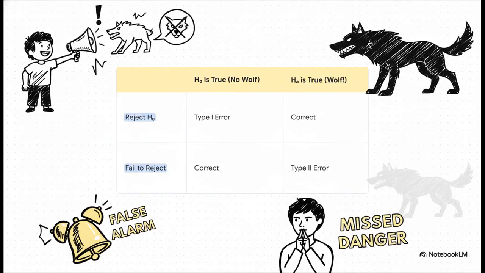So here are the official names for those mistakes. A type 1 error is raising that false alarm. A type 2 error is missing a real threat. And as the person running the test, you have to decide ahead of time which of these two mistakes is the worst one to make for your specific situation.